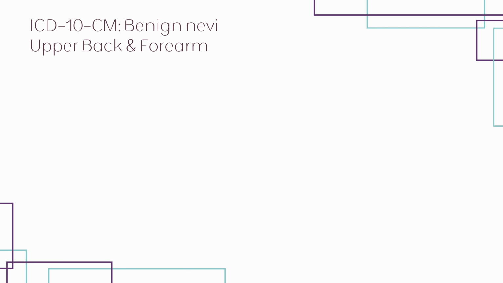The first step is to identify our main term. Benign is our behavior, therefore nevi is going to be our main term. Nevi is the plural form of a nevus. So pause this recording if you need time to locate main term nevus in the alphabetic index.